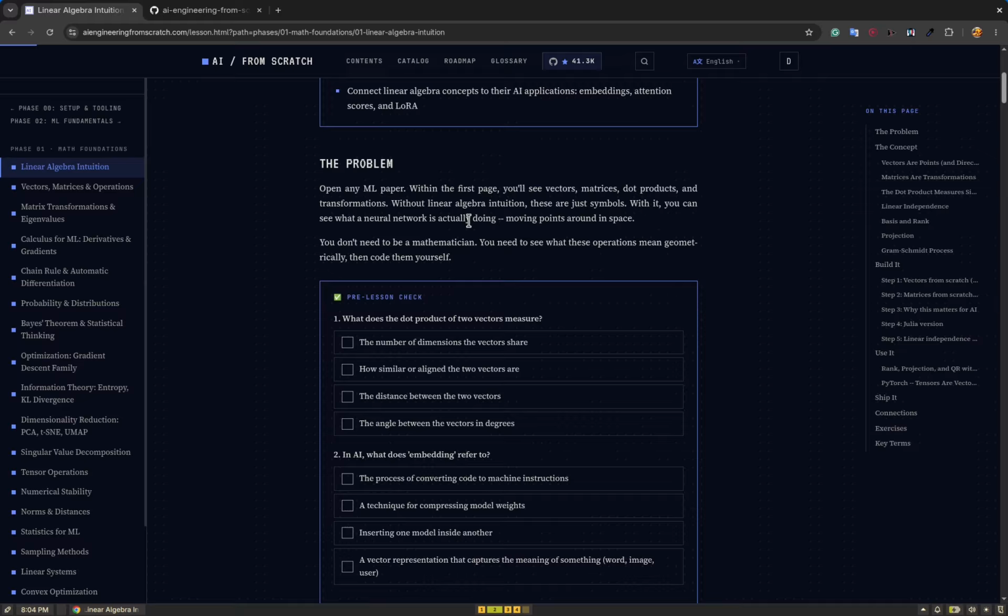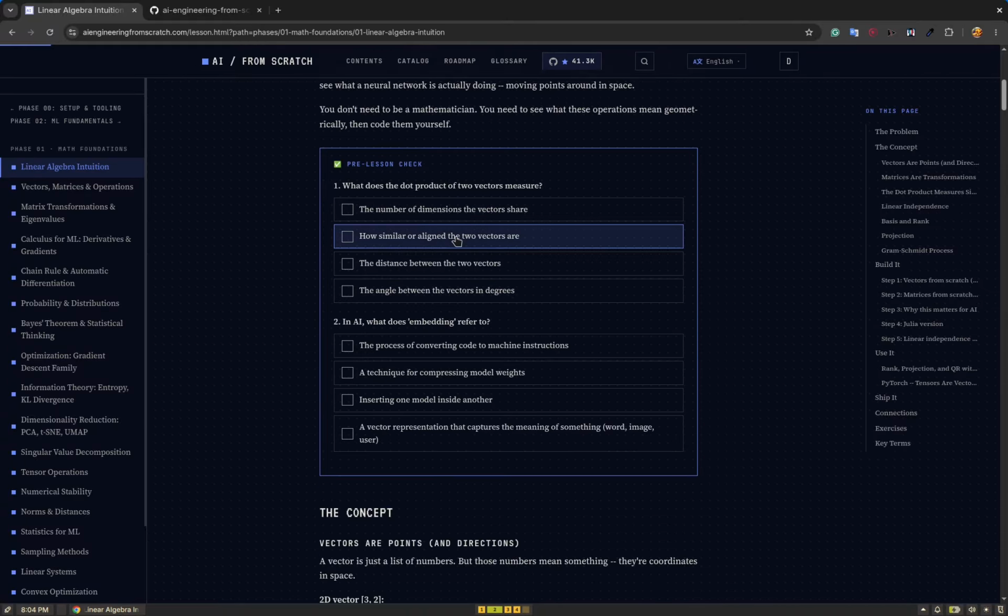Open any ML page. Within the first page, you will see vectors, matrices, dot products, transformations, and linear intuitions. These are just symbols. With them, you can see what a neural network is actually doing, moving points around in space. You don't need to be a mathematician. You need to see what these operations mean geometrically, then they code themselves.